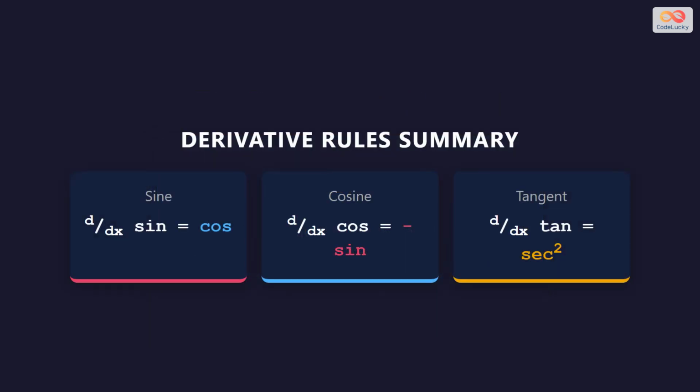Here is the summary of the big 3 rules you need to memorize. The derivative of sine is cosine. The derivative of cosine is negative sine. And the derivative of tangent is secant squared.